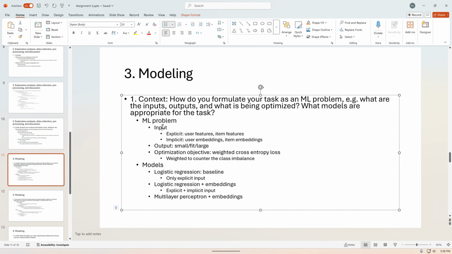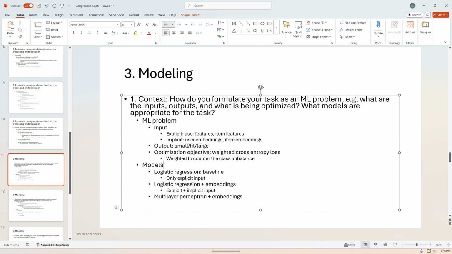So the ML problem input, we have explicit features. So that's the user features and item features we talked about. Input features, basically user embeddings and item embeddings, right? The latent factors. Output, either small or large or fit. Optimization objective, right? What is being optimized? We are optimizing the weighted cross entropy loss. So not regular cross entropy, weighted to counter the class imbalance we talked about.